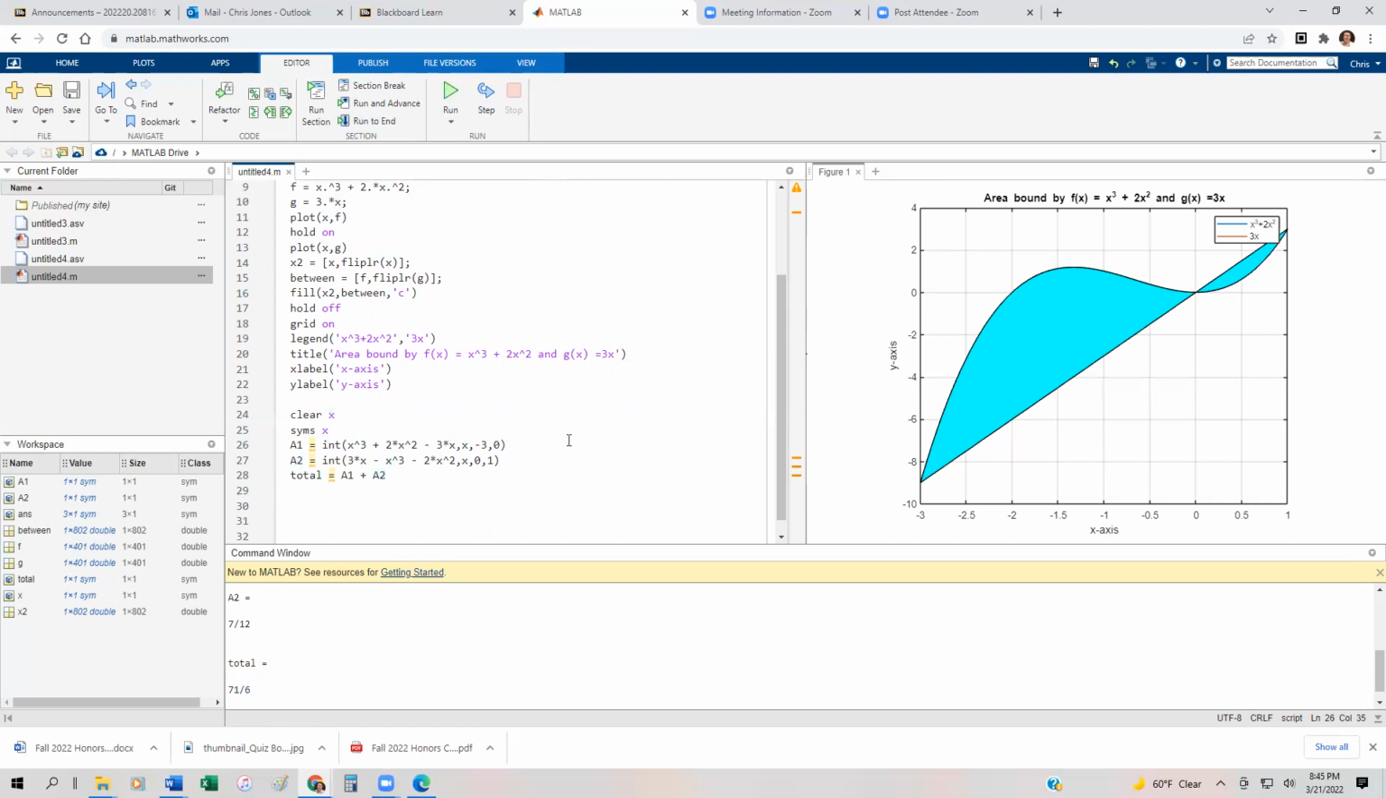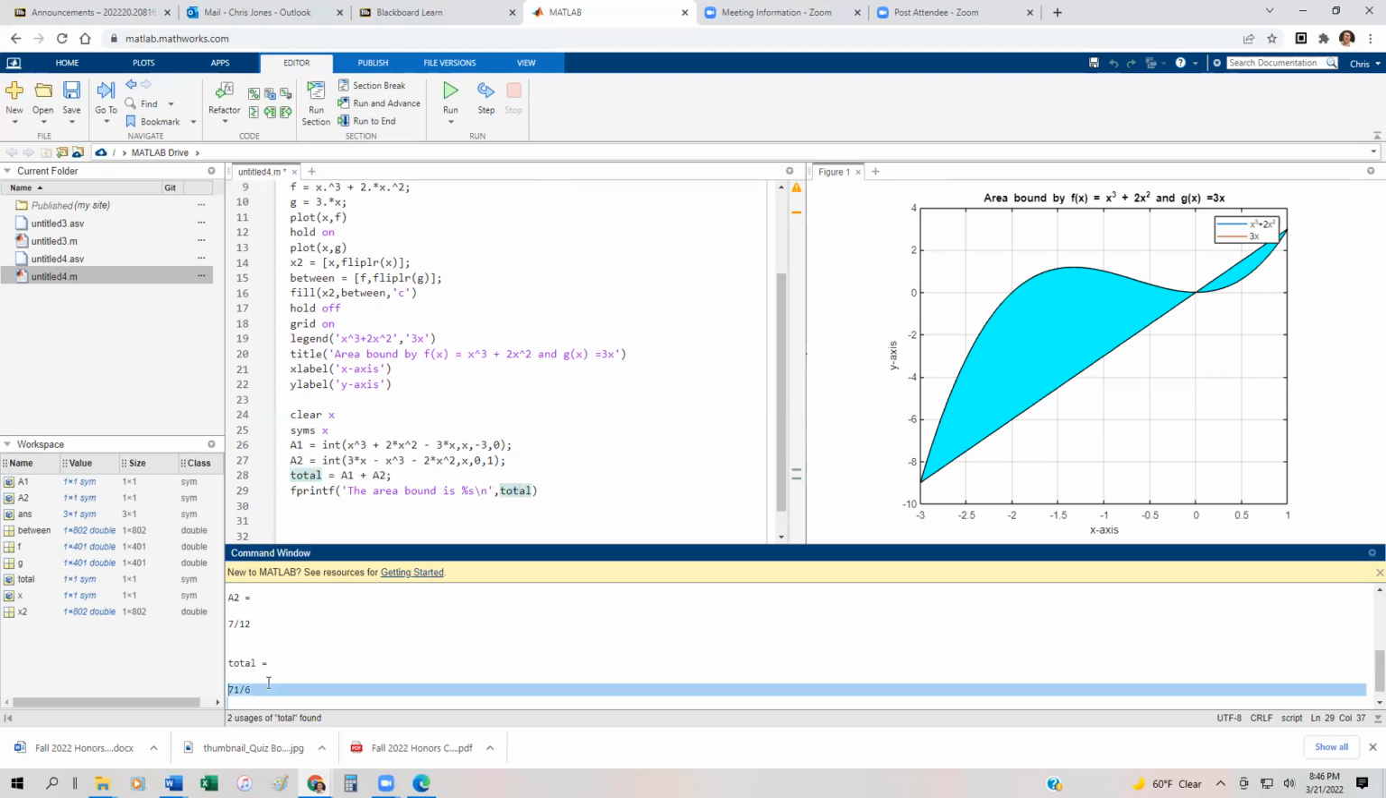Now I'm going to suppress all these. I don't really care about any of those except for total. And I'm going to get myself a nice output statement. So I'm going to say fprintf, and in the apostrophes, the total area, or you can say the area bound is, %s, and \n. Then outside the apostrophe, comma total. What this means is that %s means I'm expecting a string, and it's going to read whatever the value is in total. So it should print it out as a fraction.